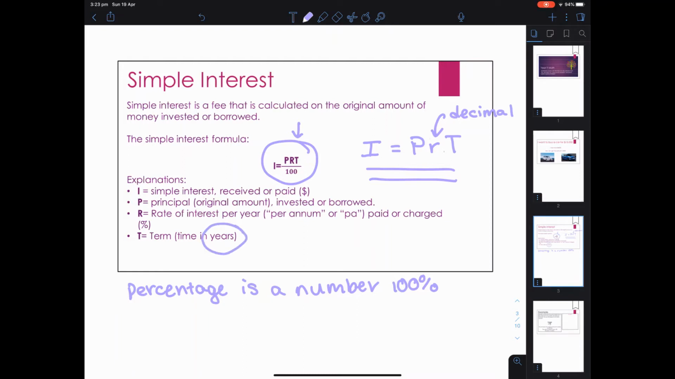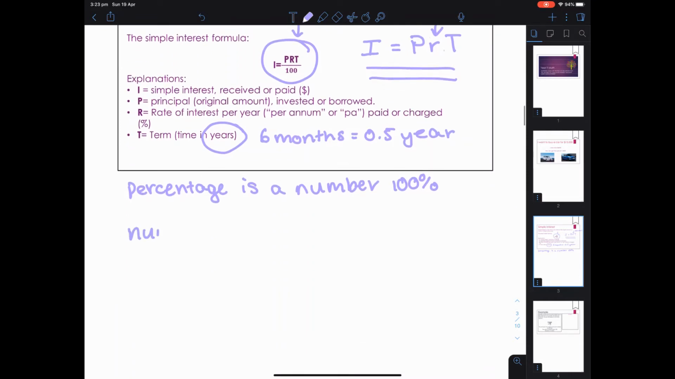So if you are told that it's going to be 6 months, then this number needs to be converted into years. So that will be half a year, because 6 months is half of our year. So you would do the number of months divided by 12, because there's 12 months in a year, and that will give you that decimal.